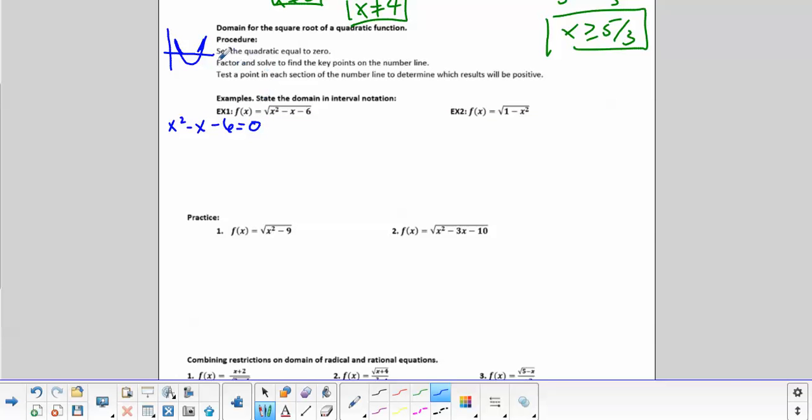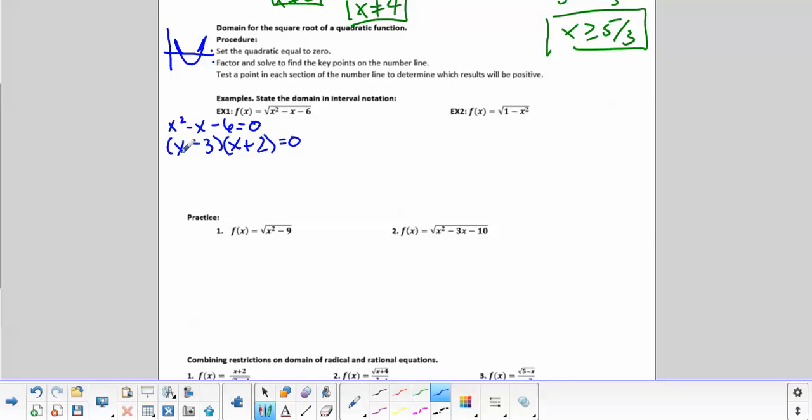And then in step 2, we're going to factor and find key points on the number line. So I need to find two numbers that multiply to negative 6 and add to negative 1. And those numbers are negative 3 and positive 2. So my factors are x minus 3 and x plus 2.